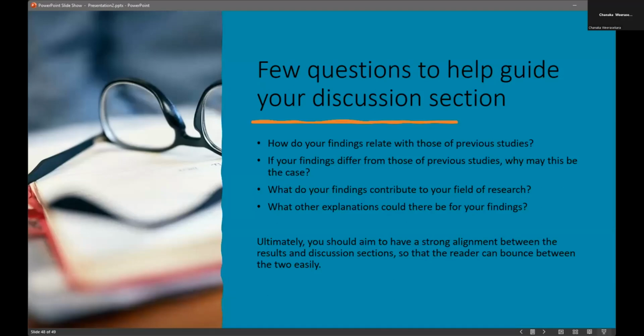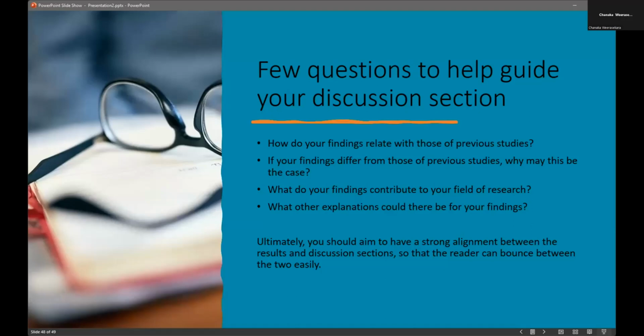The last one, what other explanation could there be for your findings? Is there any other explanation, any other angle from which you can look at the findings in a different way? When you ask those questions and answer them, probably you have your discussion chapter. Discussion chapter is not a big chapter. Sometimes it might be 1 page, sometimes 2 or maybe 3 maximum. It's not a big chapter.